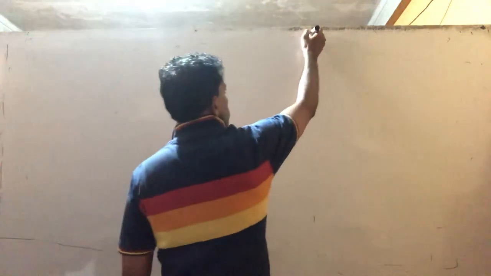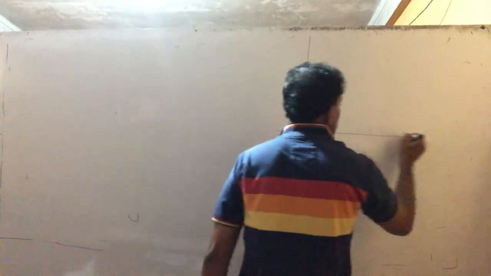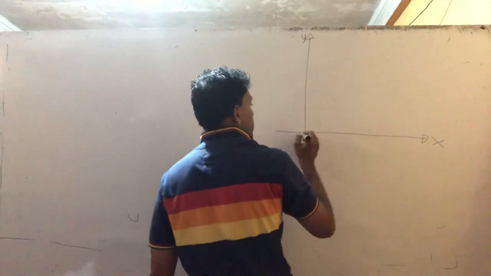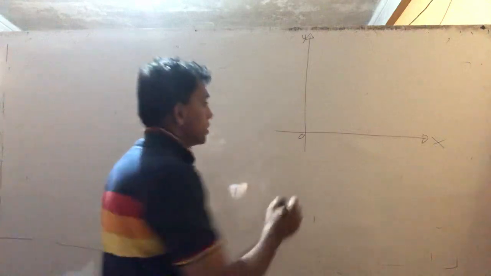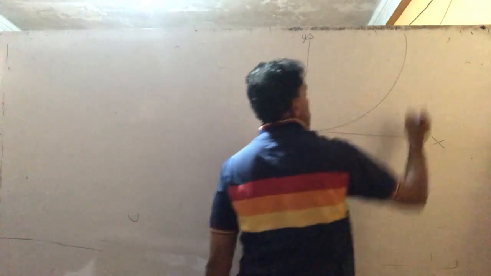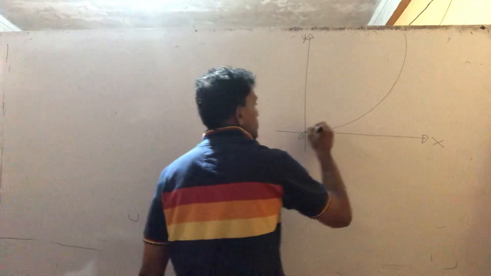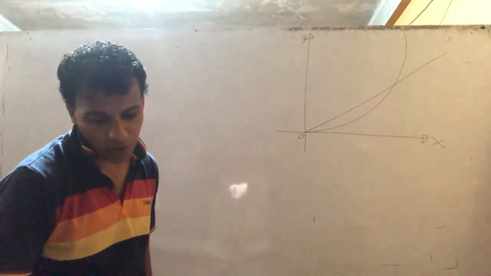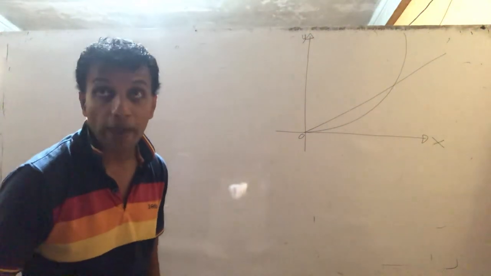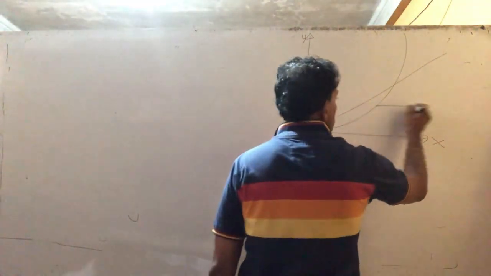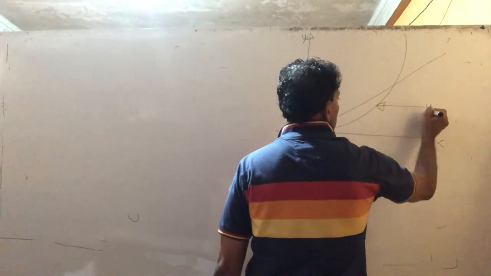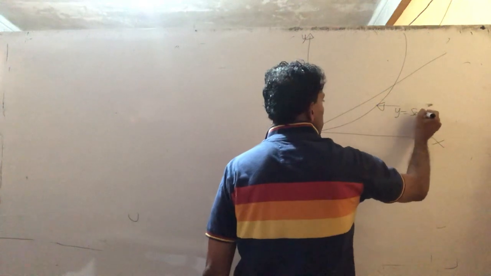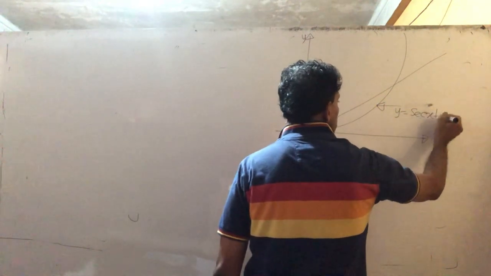So here, a sketch is provided. A curve, and a straight line, okay, and the curve is shown as y equals sec x tan cube x, right? The curve is y equals sec x tan cube x.